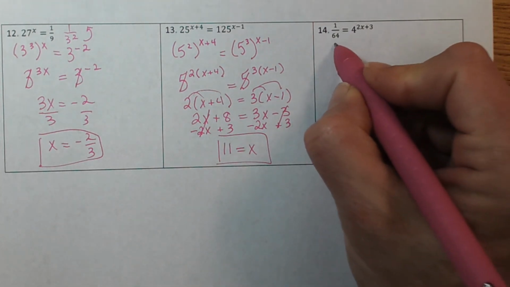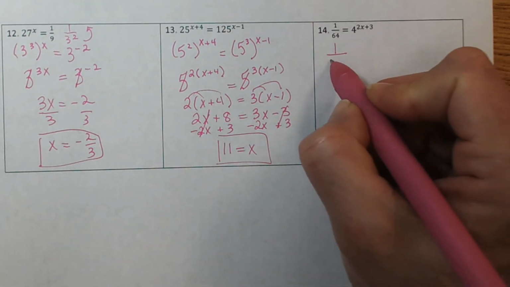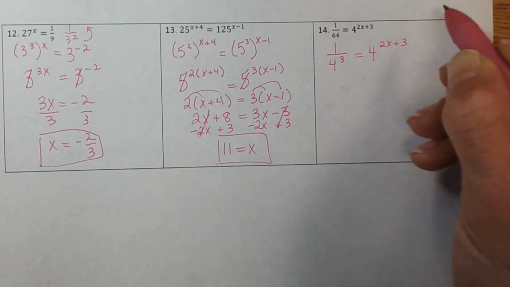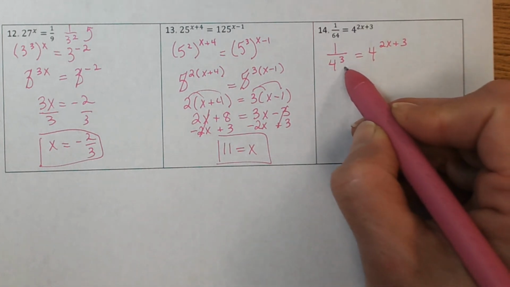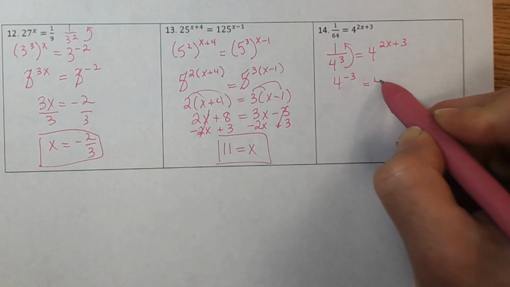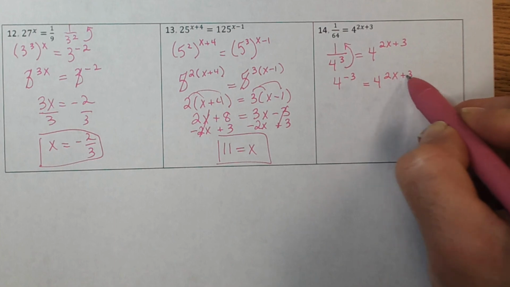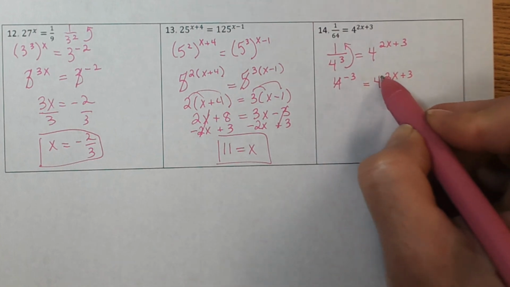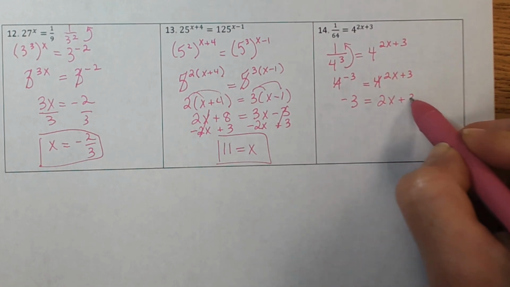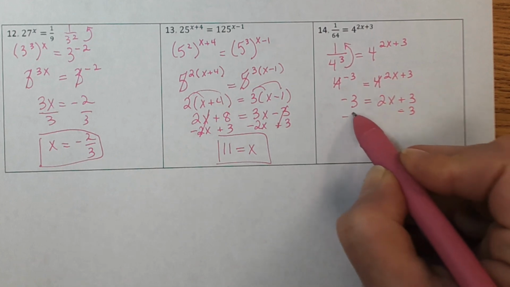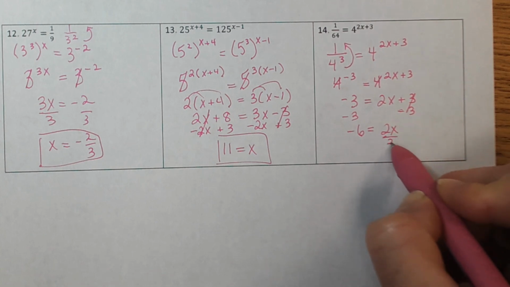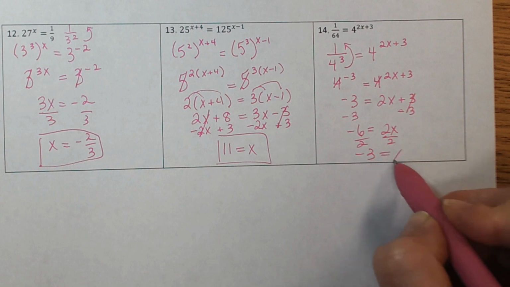Okay, so remember, 1 over 64. That's like saying it's 1 over 4 to the 3rd is equal to 4 to the 2x plus 3. Okay, we've talked about this. If it's in the denominator, to bring it up, we have to change the sign of my exponent. So 4 to the negative 3, and then 4 to the 2x plus 3. All right, so now that my bases match, I cross out the bases, and I have negative 3 is equal to 2x plus 3. And we solve our equation. We subtract the 3. I get negative 6 is equal to 2x. And divide by 2, negative 3 is equal to x.